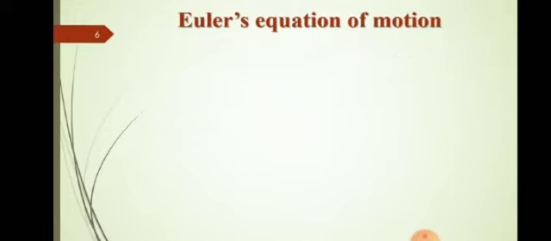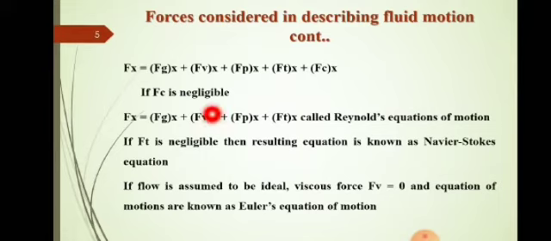So in the previous slide, we had learned that this is the basic equation. If this Fcx is cut, then it is known as Reynolds equation. From that, if Ftx is cut, then it is known as Navier-Stokes equation. And in the Navier-Stokes equation, when we are considering the ideal fluid, then the equation will be Fx is equal to Fgx plus Fpx, and that equation is known as Euler's equation of motion.